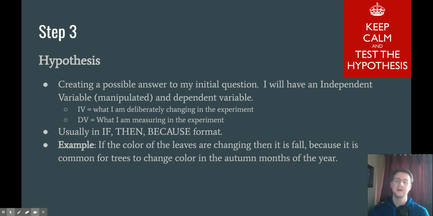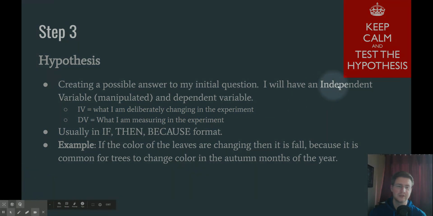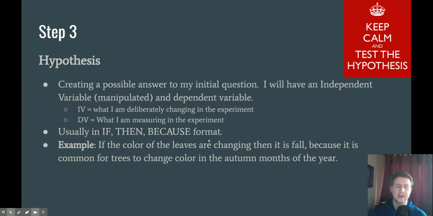In creating a possible answer, in creating this hypothesis to my initial question, you're going to have two things. You're going to have an independent variable and a dependent variable. Okay, so we just kind of want to focus on that. A lot of the times your dependent variable will also be called the responding variable. So sometimes you'll see responding variable instead of dependent. Your independent variable can sometimes be called the manipulated variable.